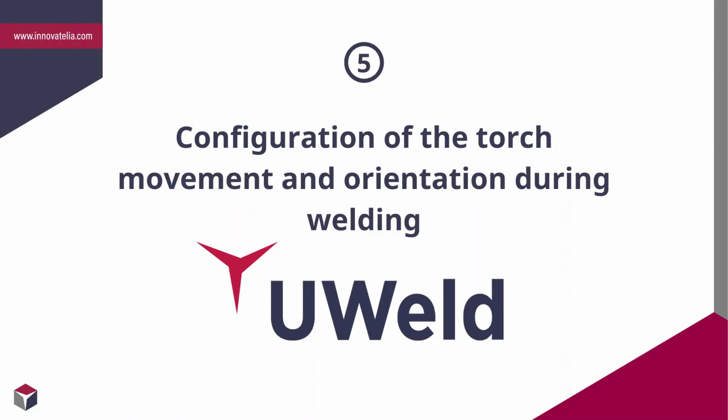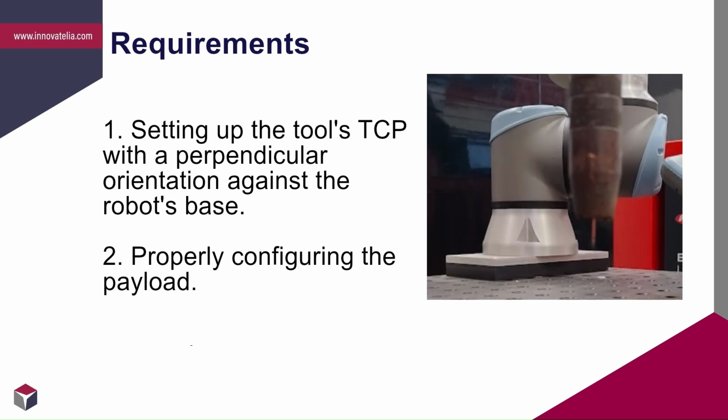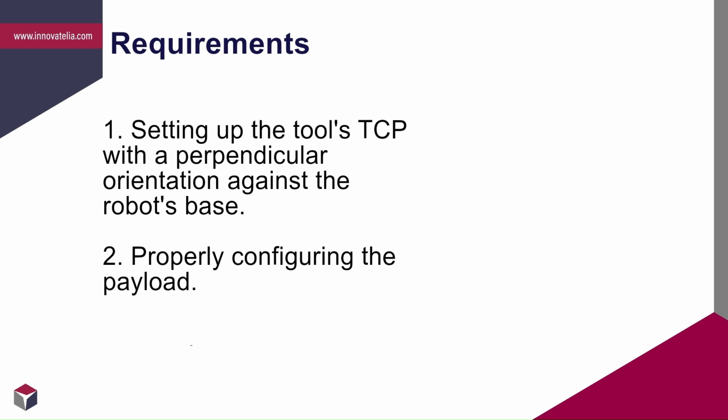Now we'll get to know the configuration of the torch movement and orientation during welding. We'll need to have set up the tool's TCP so that the orientation makes the torches stick out perpendicular to the robot's base. We'll also need to have properly configured the payload.